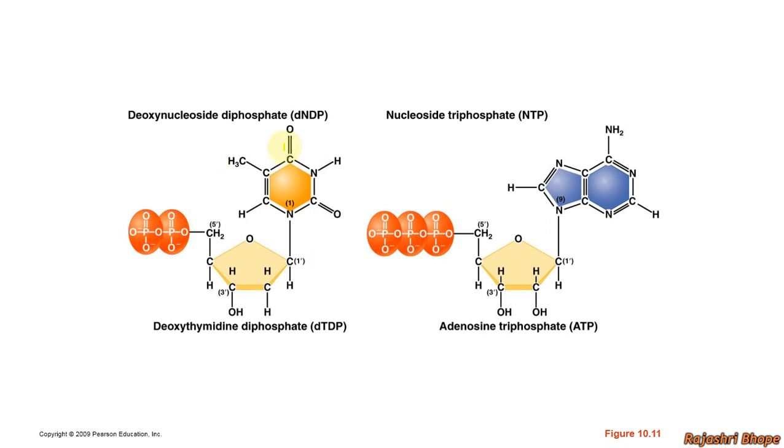Now see, this one is NDP, deoxy NDP, and this is NTP. Here only 2 phosphate groups are attached, here 3 phosphate groups are attached. So it is ATP, adenosine triphosphate, and this is deoxythymidine diphosphate. Okay.